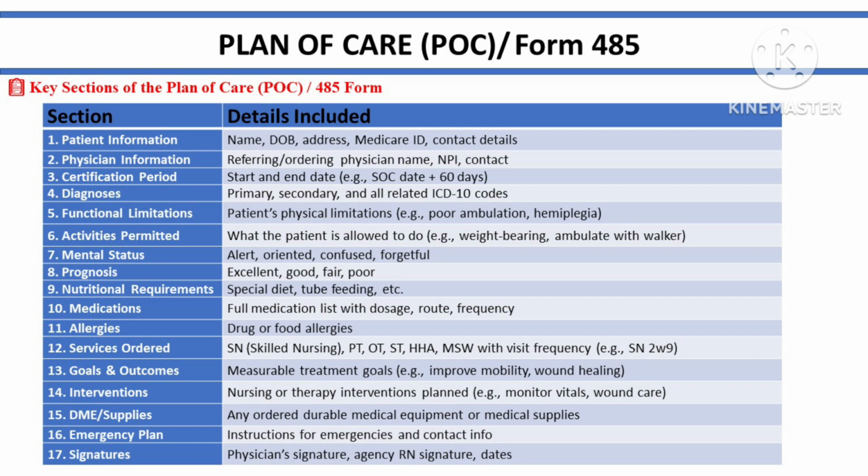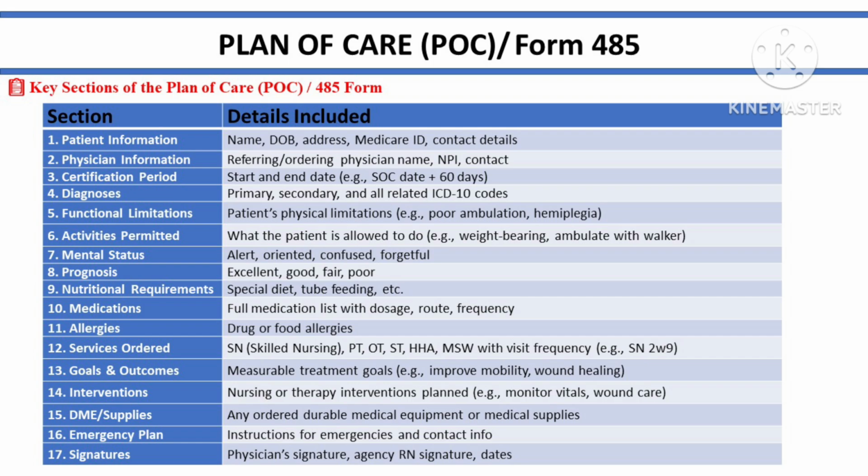Physician information section includes referring or ordering physician name, NPI, contact details. Then, in the certification period section, we will have start and end date, for example, SOC date plus 60 days, like the 8th of April 2025 to the 10th of February 2025. Next is diagnosis section, which covers primary, secondary, and all related ICD-10 codes.